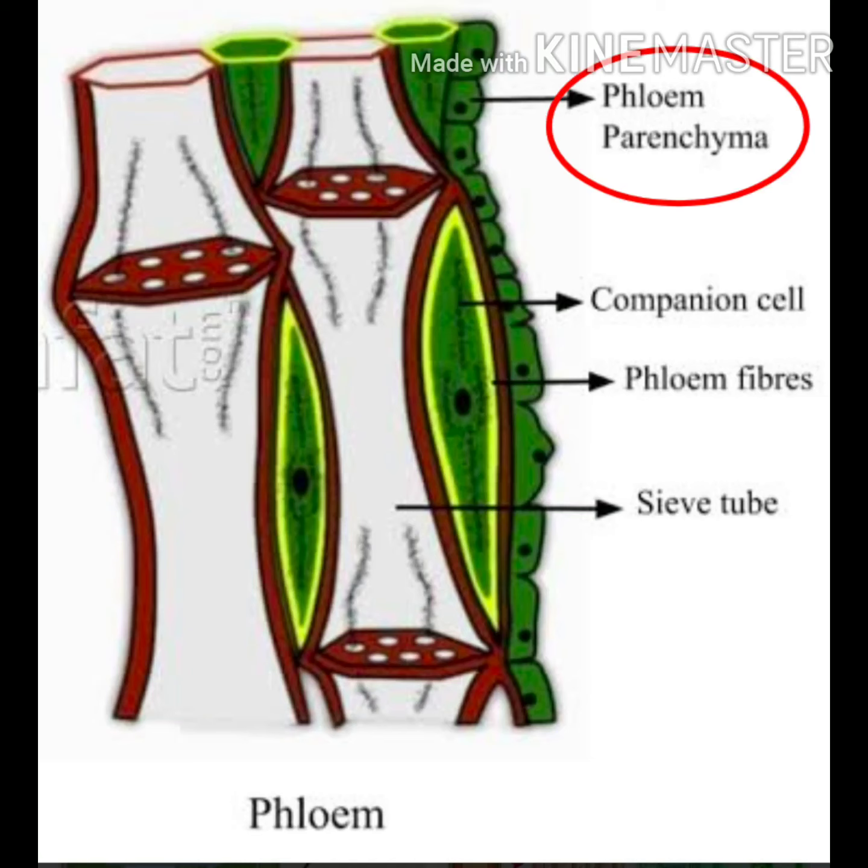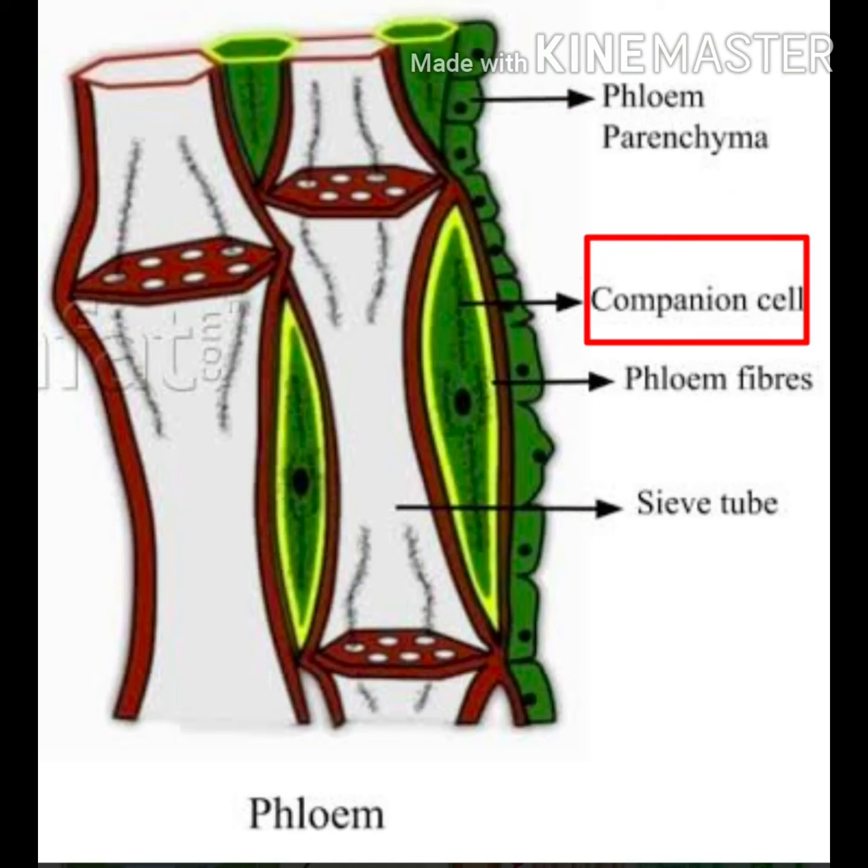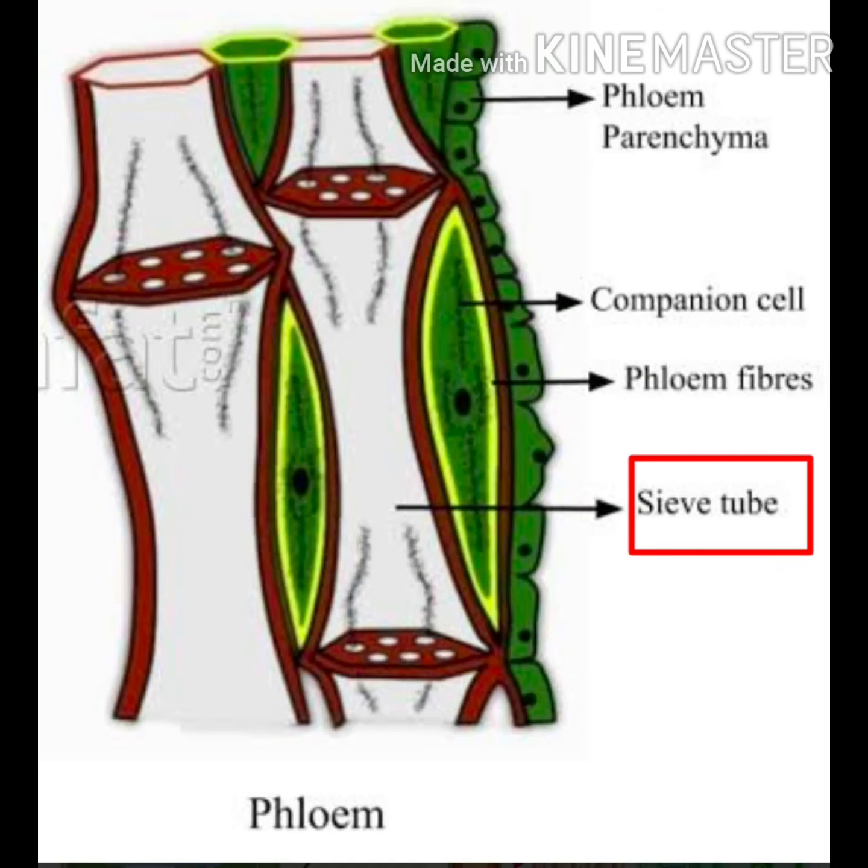The first one is phloem parenchyma. The second one you can see is companion cells. The third one is phloem fibers, and the last is sieve tubes. So let's talk about it.